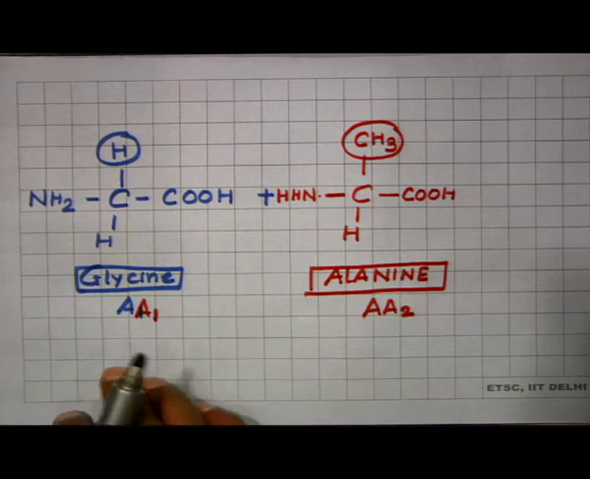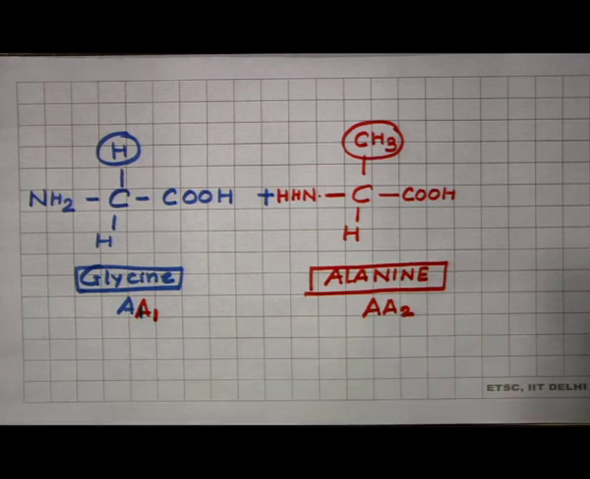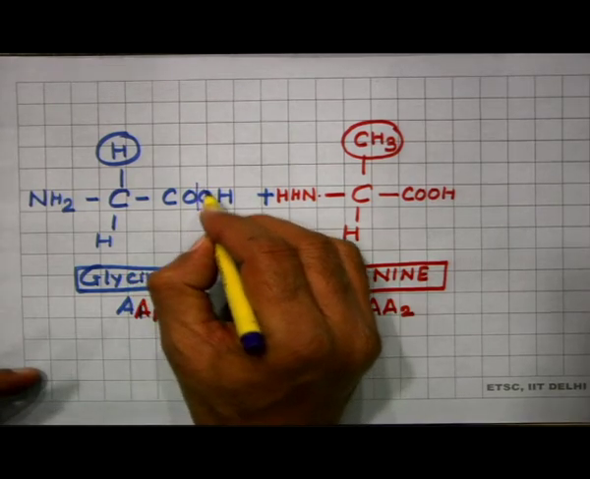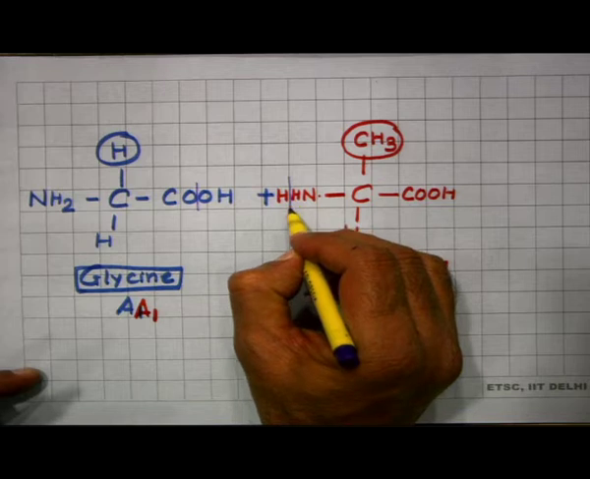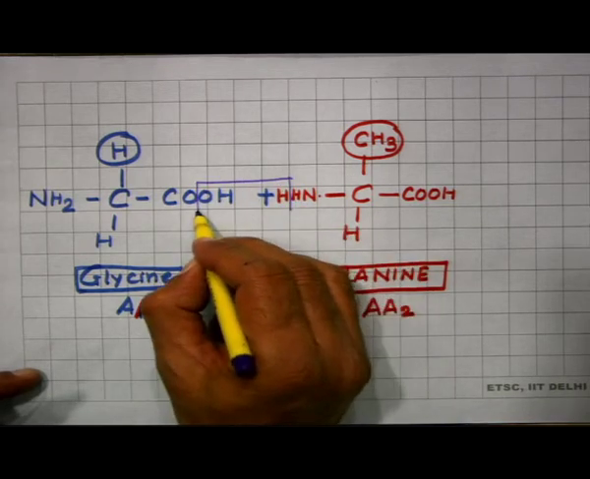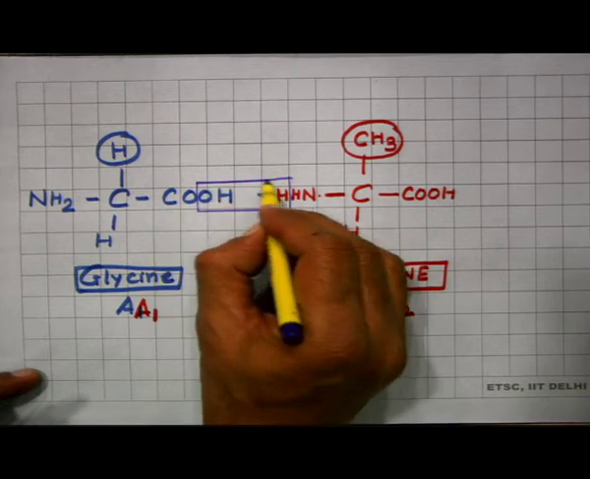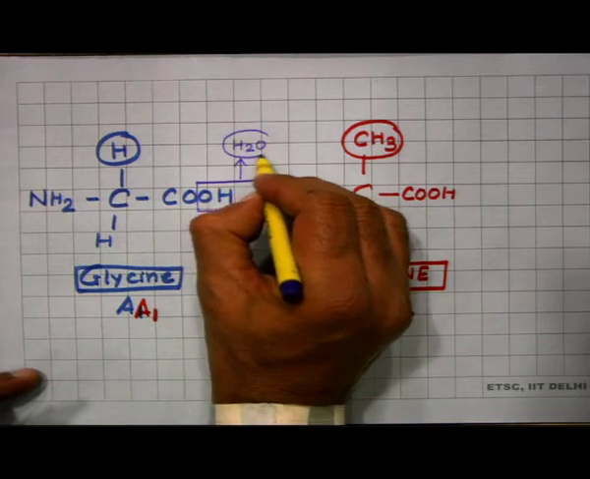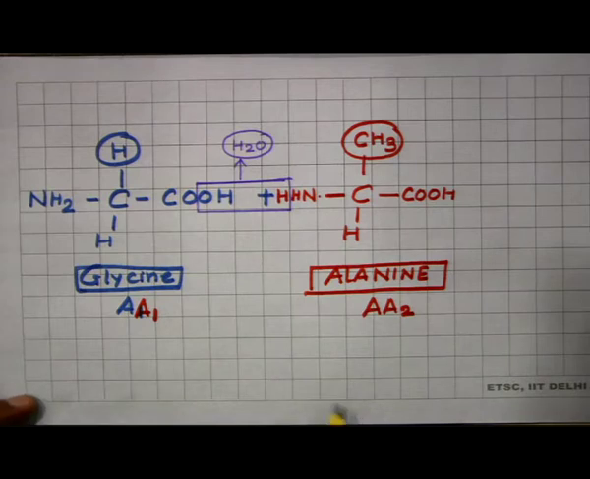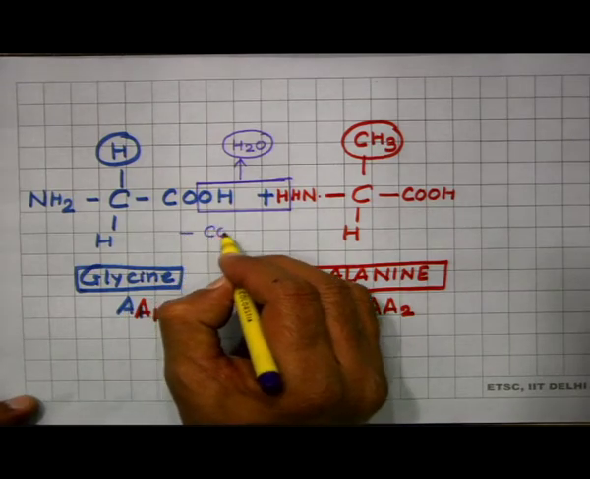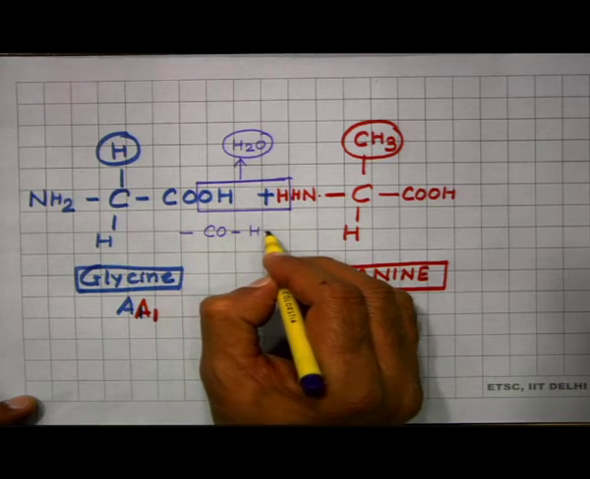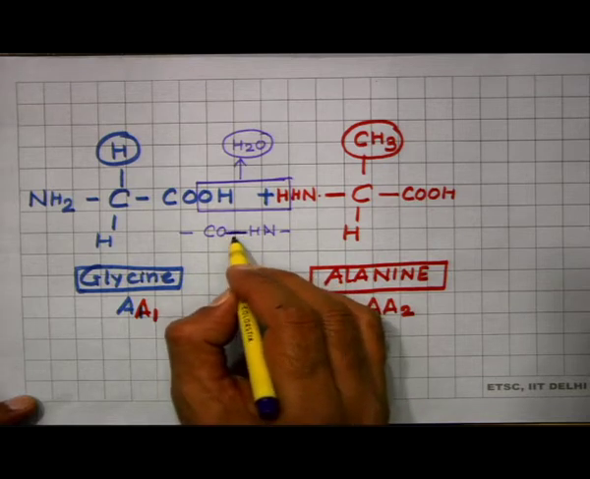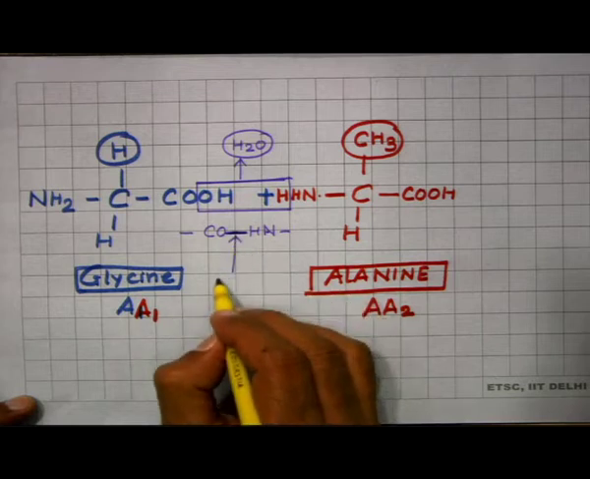Now, how is amino acid 1 going to be combined with amino acid 2? The OH group of the first amino acid and the H of the second amino acid's amino group are going to be combined. After the combination, water is removed and the bond is formed. These bonds are of this type, H N. After the removal of water, this bond is called a peptide bond.